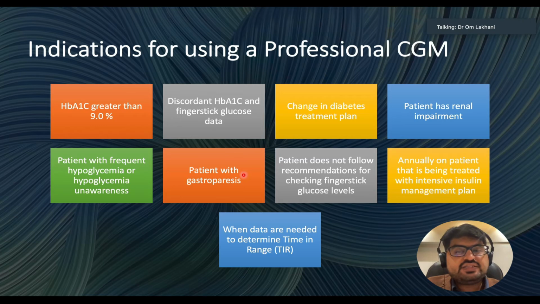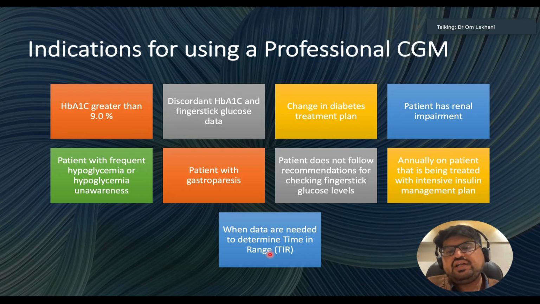Patients with gastroparesis, you want to know what's going on post meal. Very useful. Patient does not follow recommendation for finger stick glucose. Believe me, I have patients like this. He said, I will not do finger stick glucose, even if it kills me. I mean, that's the level of resistance; such patients will really benefit by putting on a CGM once in a while. Sometimes you can do it annually, like Dr. Unnikrishnan sir said, every 3 months or every 6 months. Have a look at what's going on with the patient to get fair, blinded data of what's really going on.